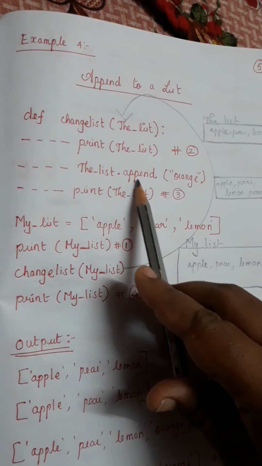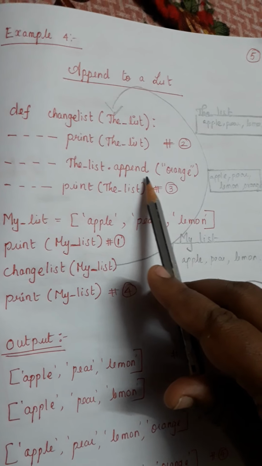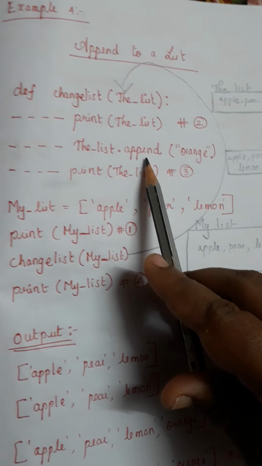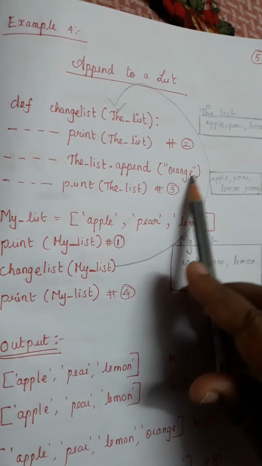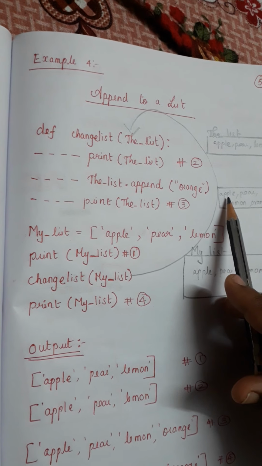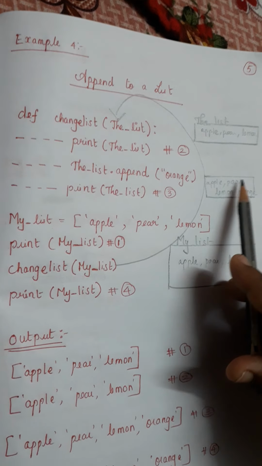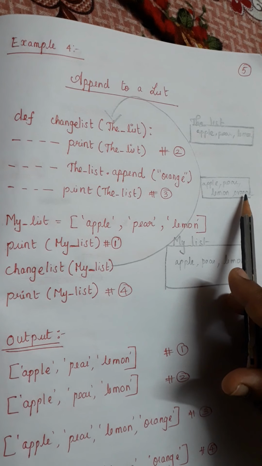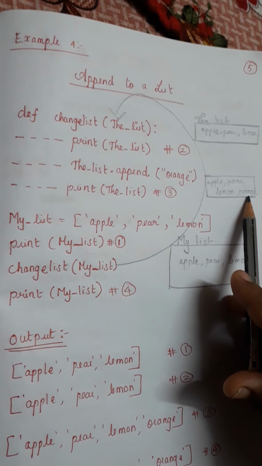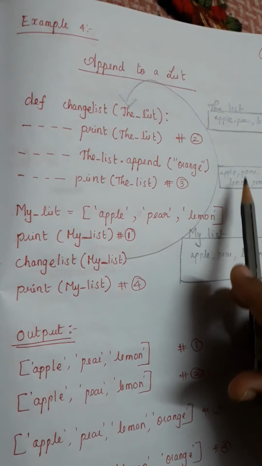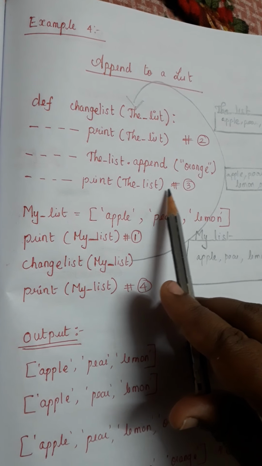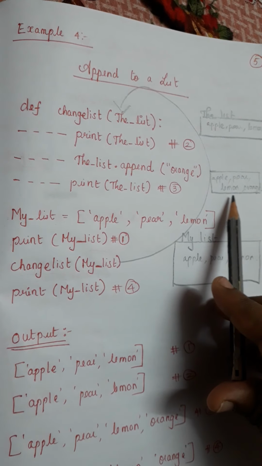Now list dot append, you know the syntax for appending a value, right? So list dot append orange. I am appending the value orange to the list. So along with apple, pear and lemon, the value orange also gets appended. Then I am printing the list, so I will get apple, pear, lemon and orange.